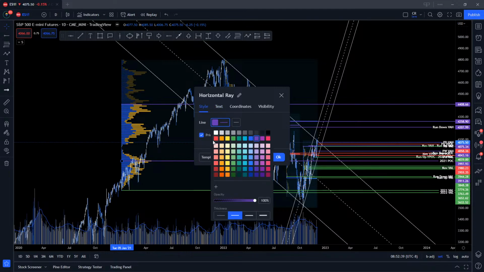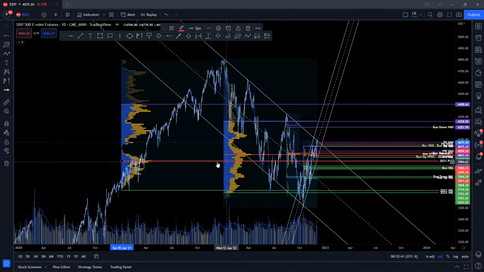So 2021 is going to be a POC because this has been touched since 2021 ended.